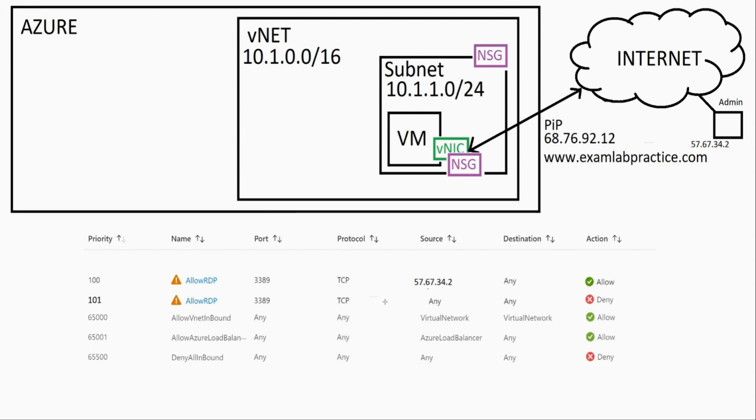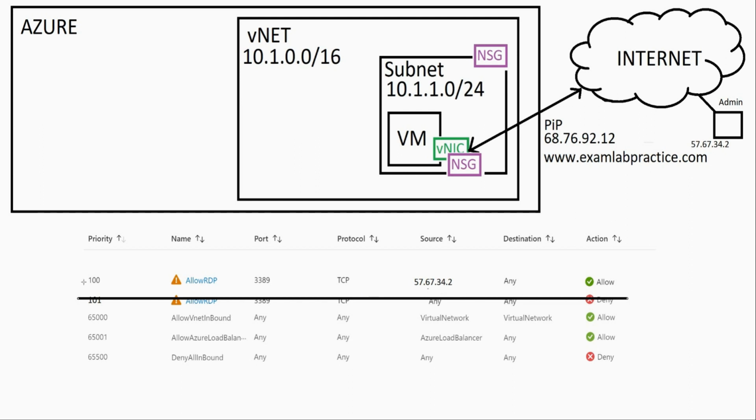And let me tell you why you didn't accomplish much. Because you will deny everybody else, but you would have denied everybody else if this rule did not exist. Let's take this rule out. Pretend like that rule is just gone, like it's not there. Somebody connects in that does not have this address, 57.67.34.2. Well, this rule would not apply to them for port 3389.